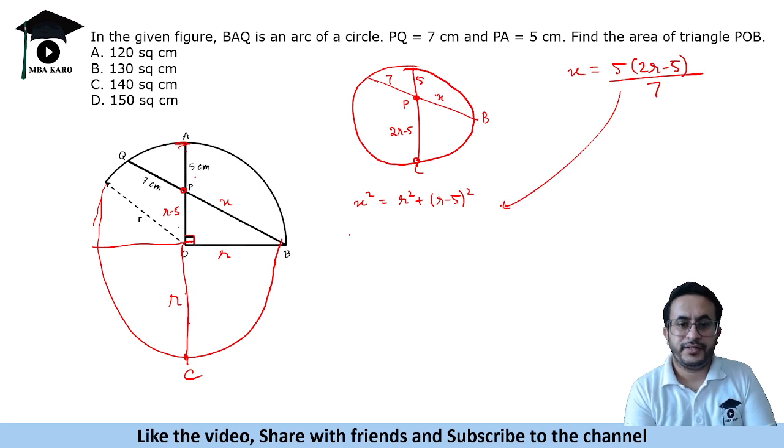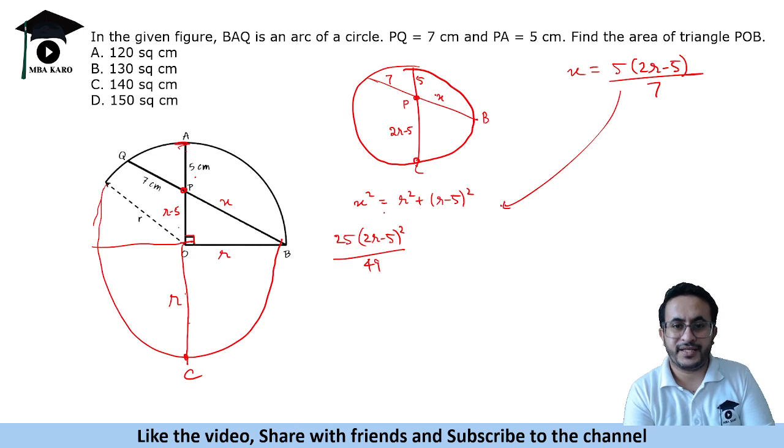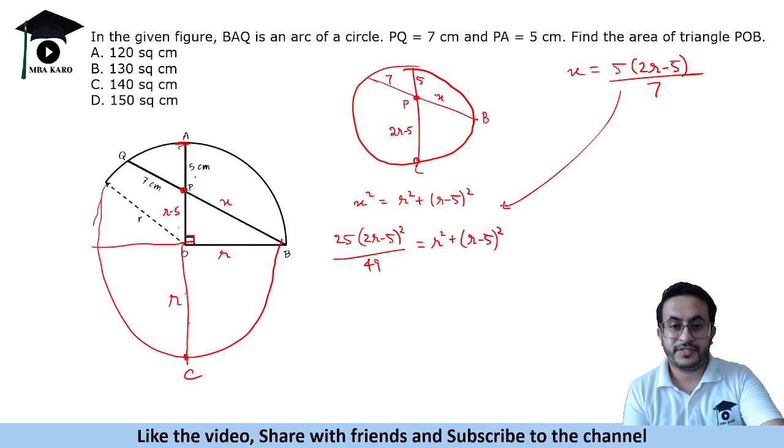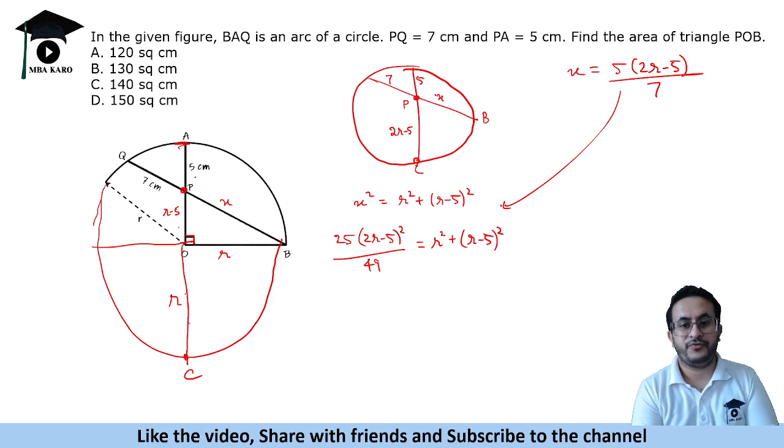So what do we get? We get 5 times of (2r minus 5) whole square. So we will make it 25 by 49. We are squaring this x square, this r square plus (r minus 5) whole square. Okay, so now we shall solve this equation to get the value of r.